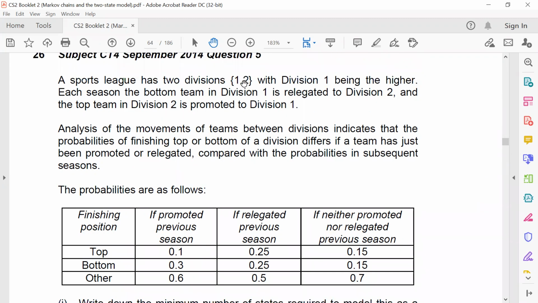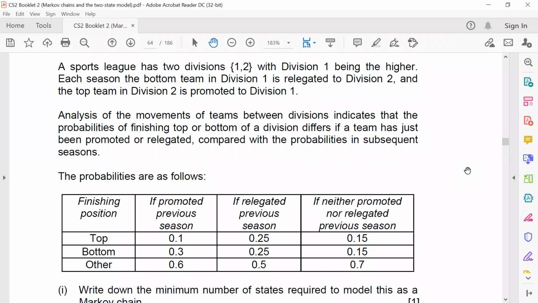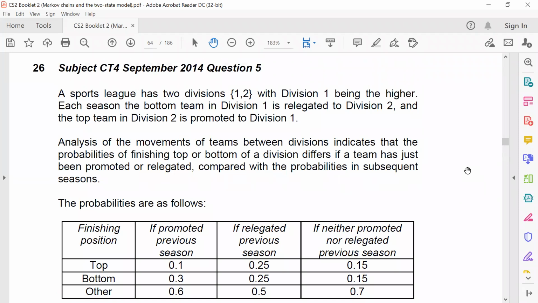So as of now, we can think of state 1 and state 2, where you're in state 1 if you are in division 1, and state 2 if you are in division 2. But now I see that the probabilities that I will be in either of these states also sometimes depend. So first thing, it depends on whether I am in the top or in the bottom. And if I finish in the top or bottom, it depends whether I was promoted or relegated or if nothing happened to me in the previous season. So I will have to take whatever has happened to me in the previous season into account in the states that I defined.